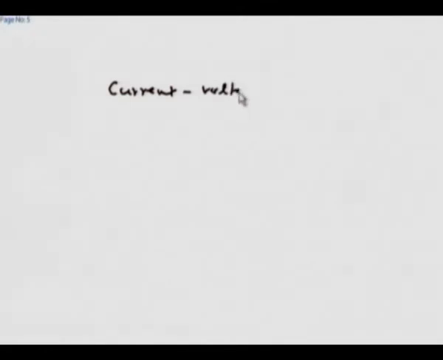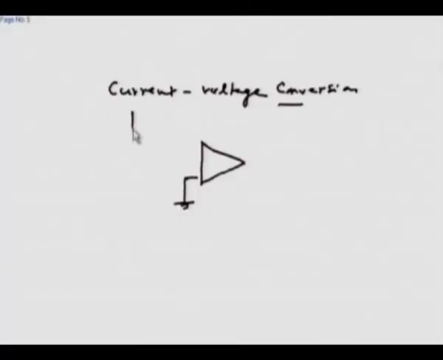Let us talk about a current to voltage conversion. We have studied the inverting amplifier using an op-amp. You could also use a common base amplifier. We said that in a common base amplifier the input resistance is very small, and we know from our discussion yesterday that if you have a current, then the input stage should have extremely low input resistance.